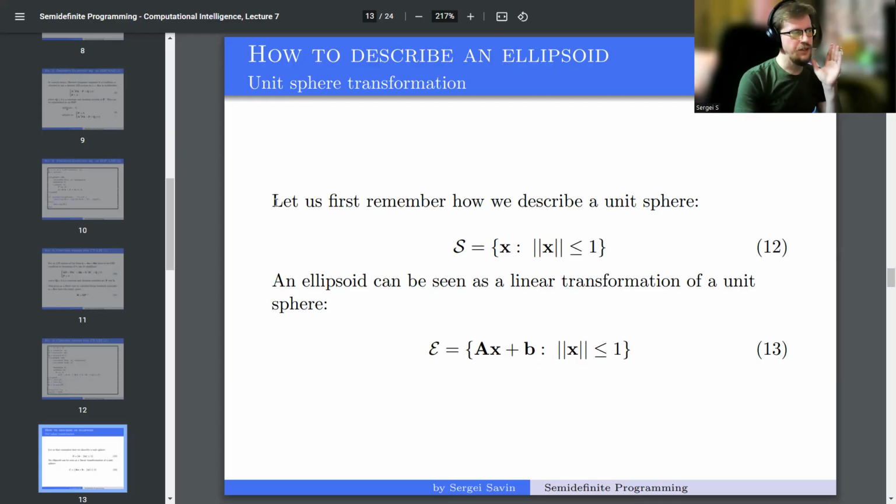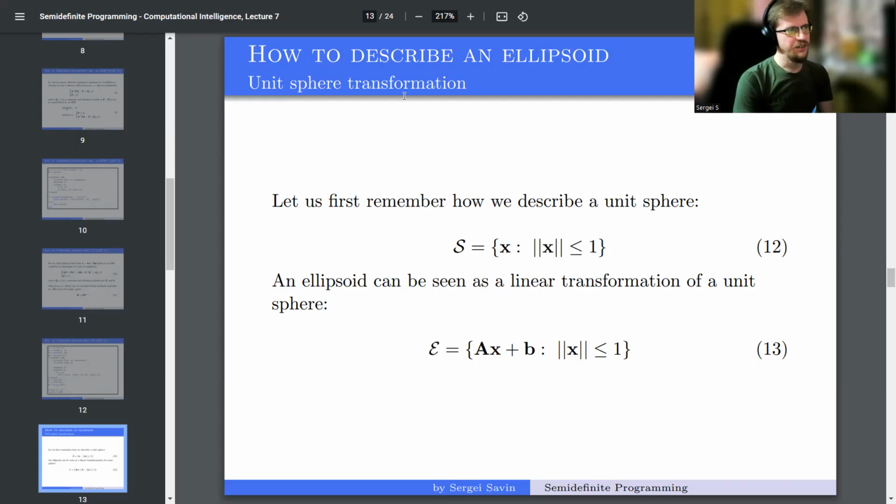Another application of LMIs, SDPs, is work with ellipsoids. So eigenvalues we already saw. Some control ideas we already saw. Now, maybe the most important part, not the most important, but one of those key parts, is working with ellipsoids. You would think, why ellipsoids out of all things? I mean, ellipsoids are very important, geometrically important, and in control, so important.